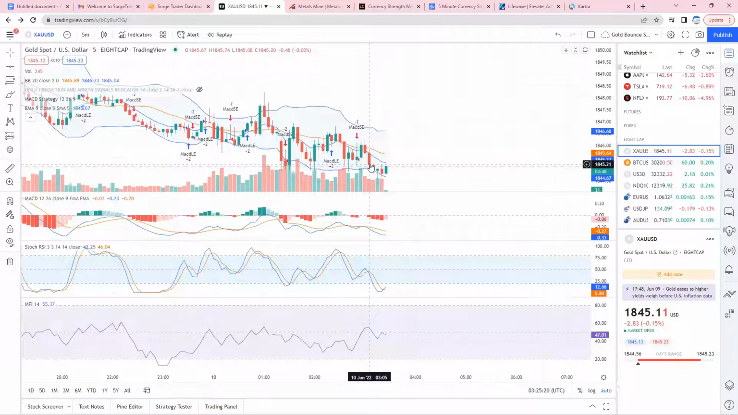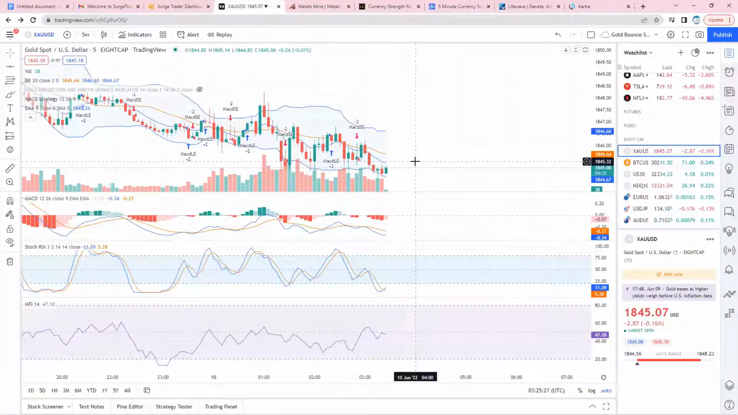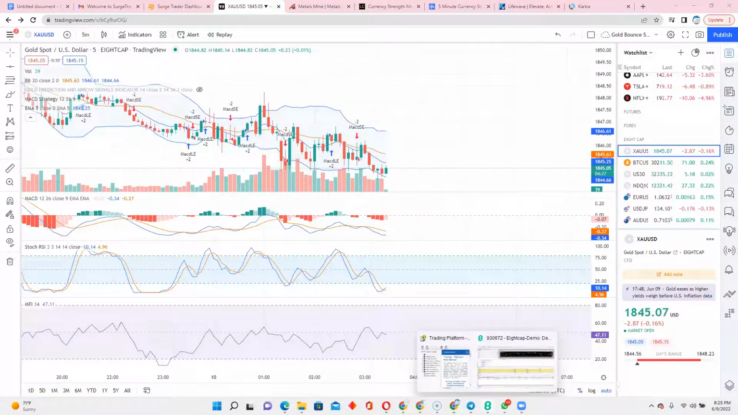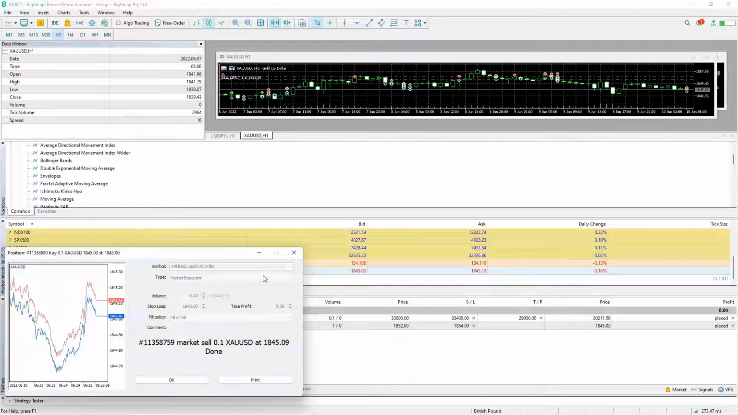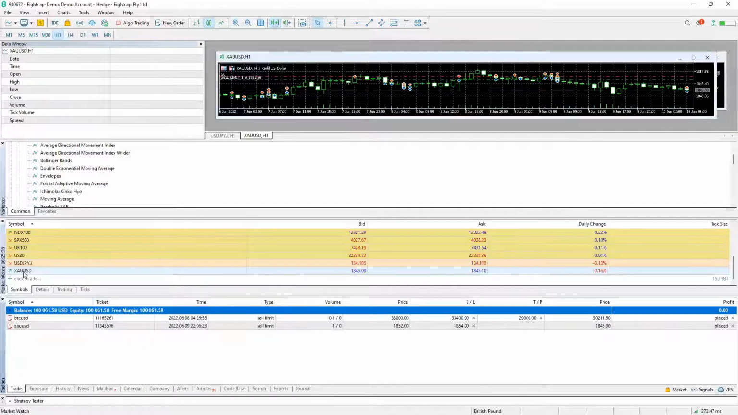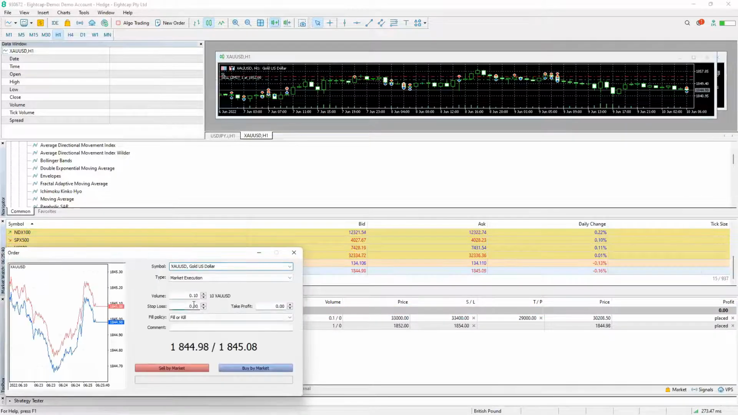1845.20. It's almost there. Actually, let's go 1845 exponential. 1845.30. I'm gonna go pending 1845.30.